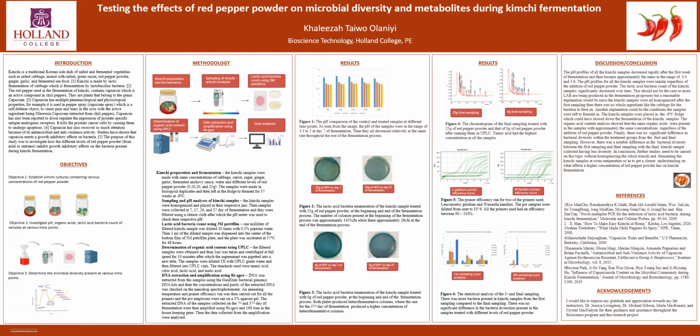The DNA was extracted from the samples using the GenElute bacterial genomic DNA kit, and the concentrations and purity of the extracted DNA were checked on the NanoDrop spectrophotometer. An annealing temperature and primer efficiency run was then carried out for all of the primers, and the PCR amplicons were run on a 1% agarose gel.